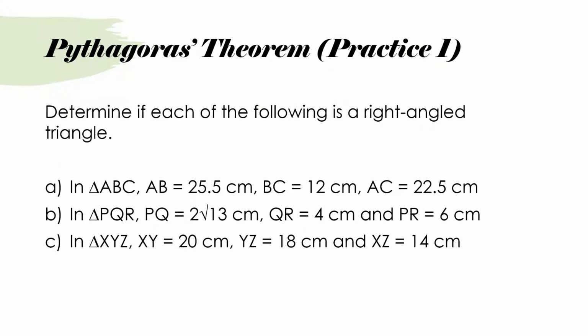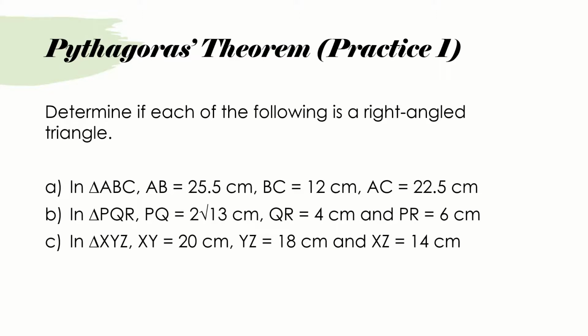Okay, next. So practice 1. Determine if each of the following is a right angle triangle. So for triangle ABC, triangle PQR, and triangle XYZ, we have the values of each side given. So you have to draw the triangles out, include the length of each side, and using a squared plus b squared equals c squared, you need to check whether the values match up. Whether the value of a squared plus b squared actually equals c squared, the longer side. And if it doesn't match, it means that the triangle is not a right angle triangle.